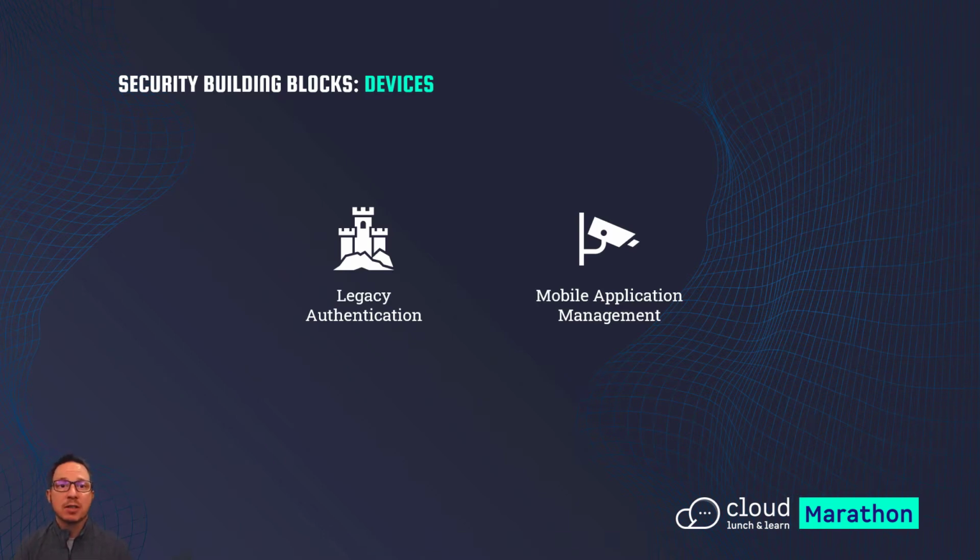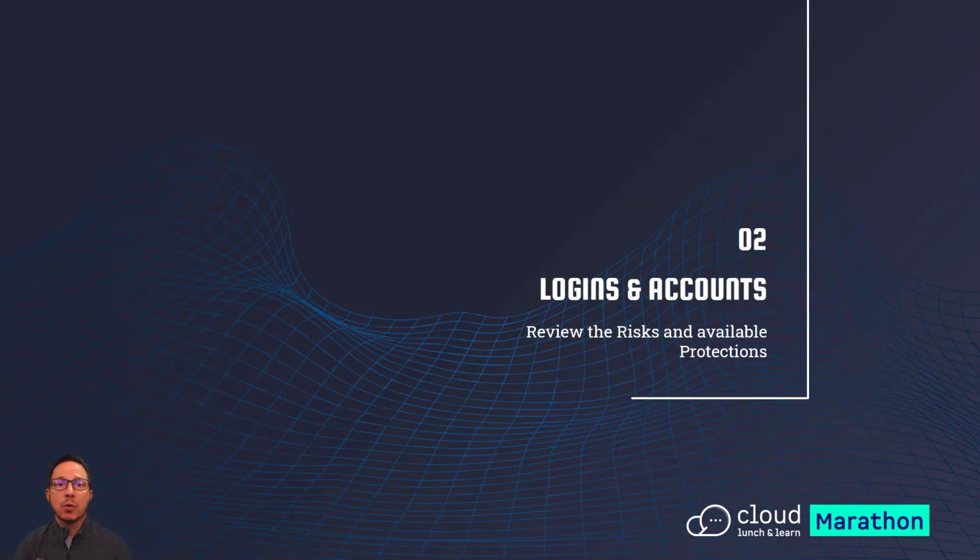So if my math is correct, that's 5 for logins and accounts. Then we get 3 for data flow and 2 for devices. That gives us our top 10 list of things to implement within Microsoft 365. So let's go and delve into each one of these one by one. And we'll first review the risks and then we'll review the protections that Microsoft offers.